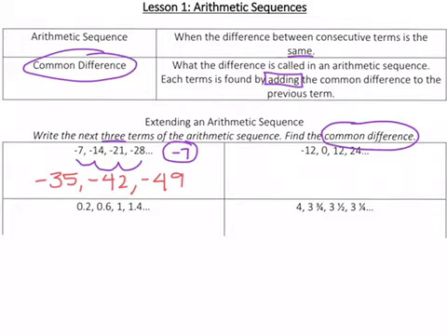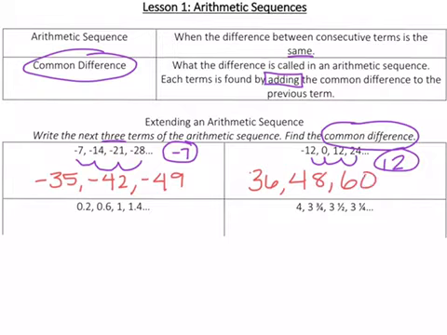Let's do the next one. The next one we see we're going up by 12. So our common difference is +12. And to write the next three terms, we have 36, 48, and 60. Go ahead and do the same thing to the next two problems and check back with your answers.